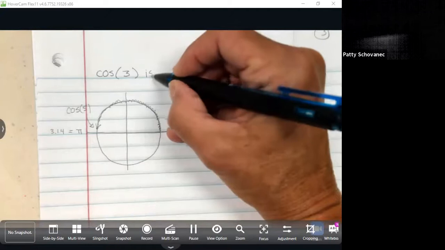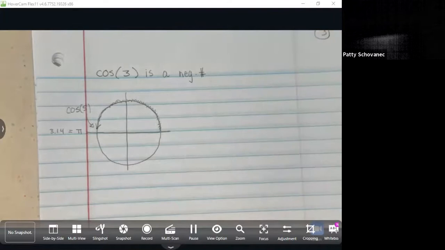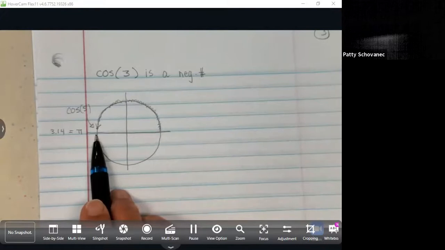Is that going to be a positive number or a negative number? It's a negative number because back there, x is negative. If you were to approximate this negative number, would you say it's like negative 5, negative 1/2? About how big is the cosine of 3? Not that big. What's the ordered pair here at pi? Negative 1, 0. So the cosine of 3 is going to be some number real close to negative 1, but not beyond negative 1, right? Cosine is some number bigger than negative 1.